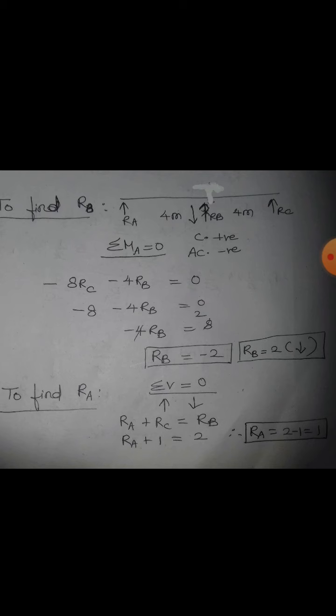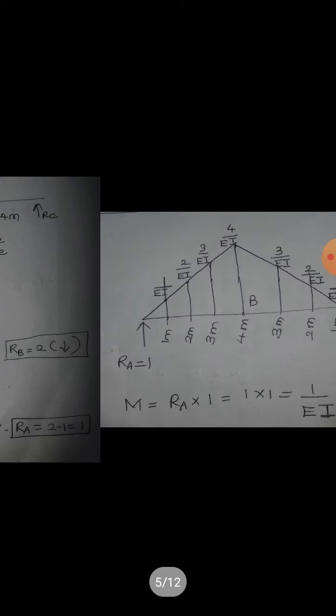So RA plus RC upward, which is equal to RB downward. So RA equal to 1. Once we find all the reactions, let us mark it on the diagram of the beam. So RA equal to 1.